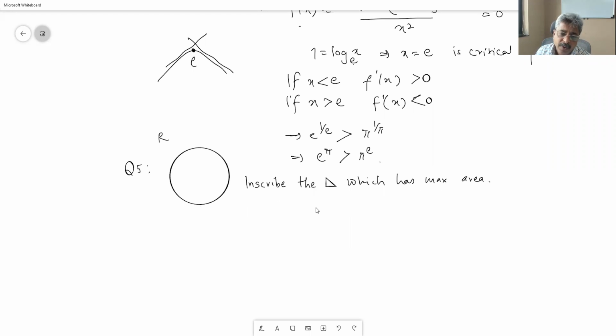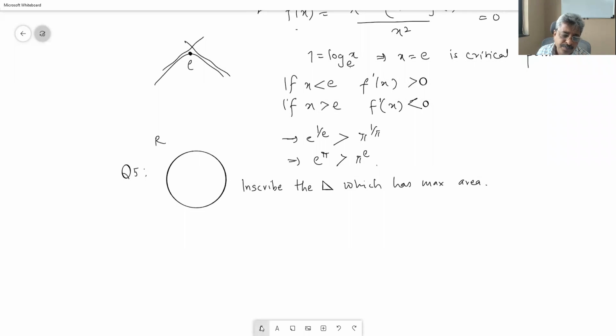So area should be a function of something which is only one quantity, single variable calculus. Okay, so maybe one way to go about it is to draw a diameter. Of course, this is R and R, 2R, and then you make an angle theta here. Okay, and exactly the same angle you can make on the other side.